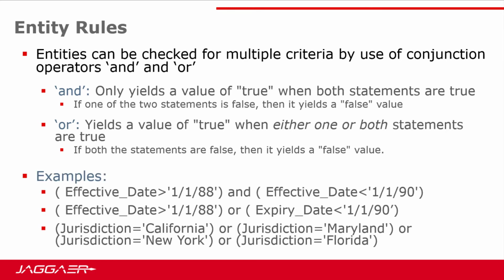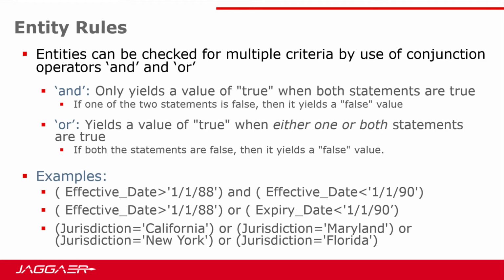Here are just a couple of examples. So maybe the effective date needs to be after January 1st of 88, but before January 1st of 1990. Then you can see the following example is essentially the same rules, but with an OR. So it's going to be risk if it's one or the other. And then the third example is a rule that actually spans across two lines because it doesn't have to just be limited to two rules.